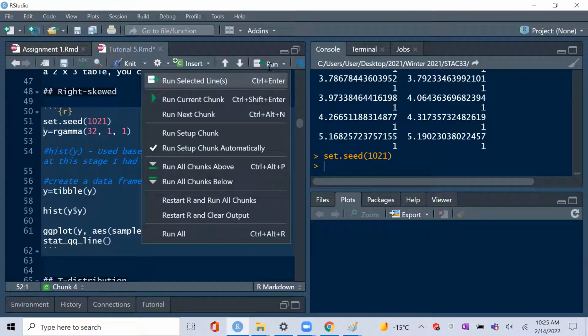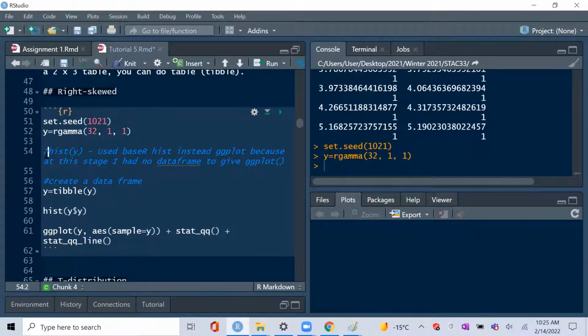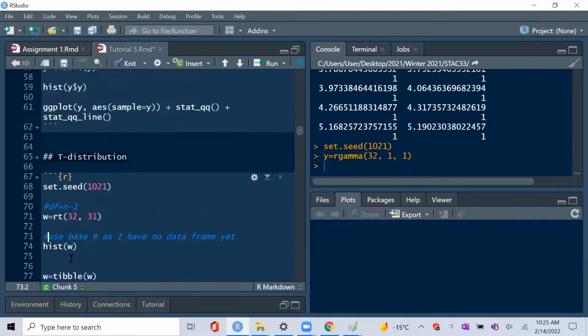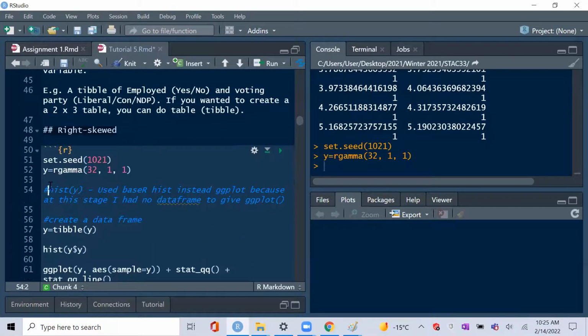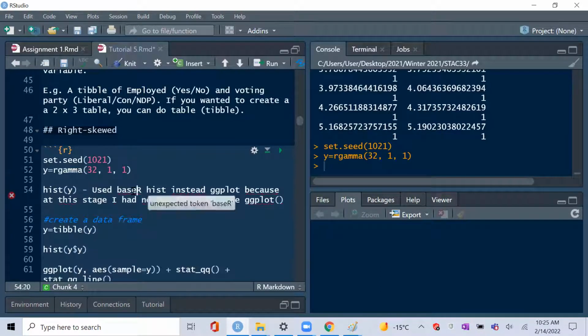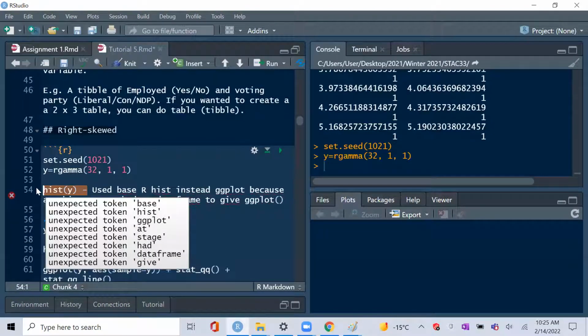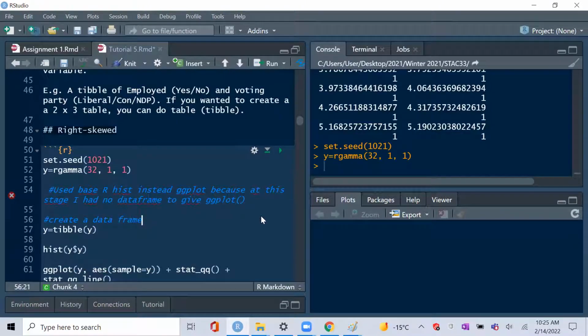So I'm going to just show you guys what the histogram looks like. I did make a note here that I used base R hist instead of ggplot because I have no data frame basically to give. So I'm just going to do this.